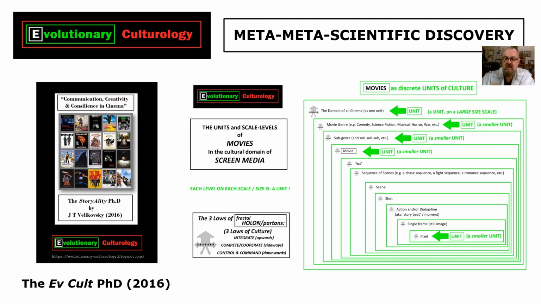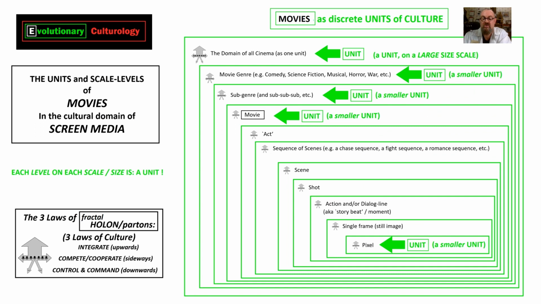So the PhD, within that I studied cinema or movies as units of culture, and that resulted in these fractal Holon parton diagrams here showing the units and scale levels in a movie, from genres down to individual movies, acts, sequences of scenes, beats, down to pixels. So looking at the fractal Holon partons or the units that make up a film. And of course, since evolutionary culturology is a meta science, it applies to all units of culture. So that's looking at movies as units of culture.